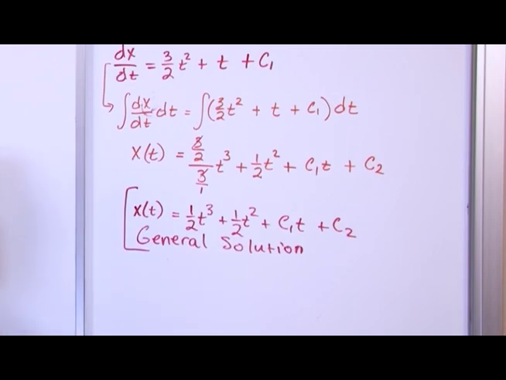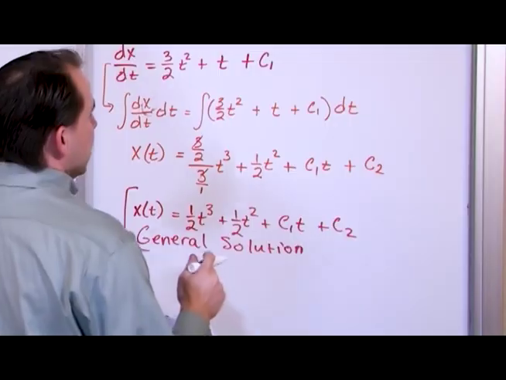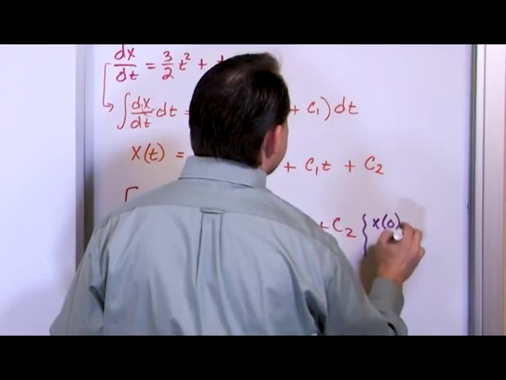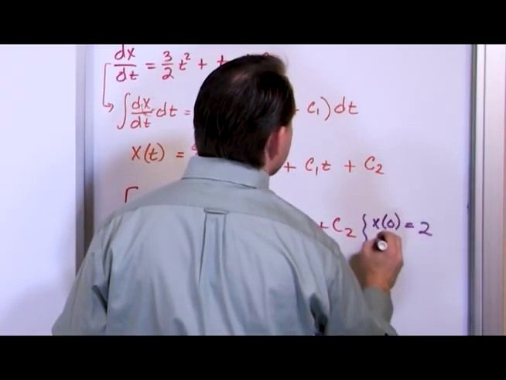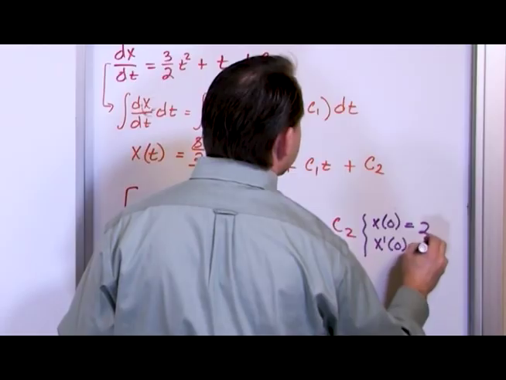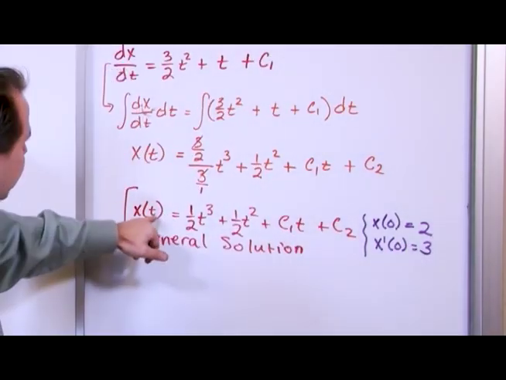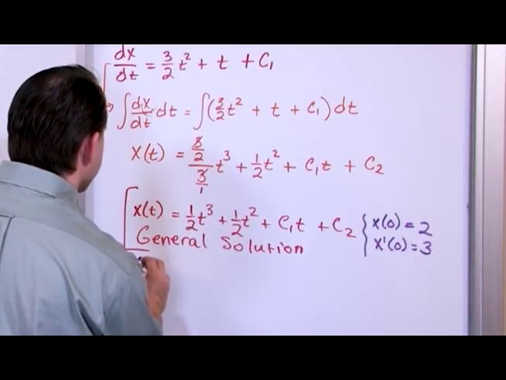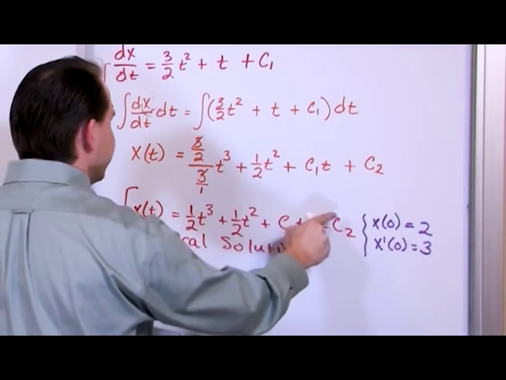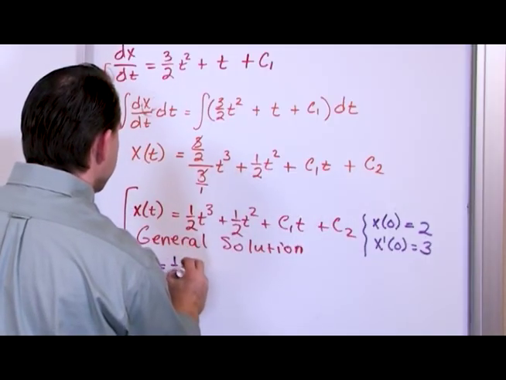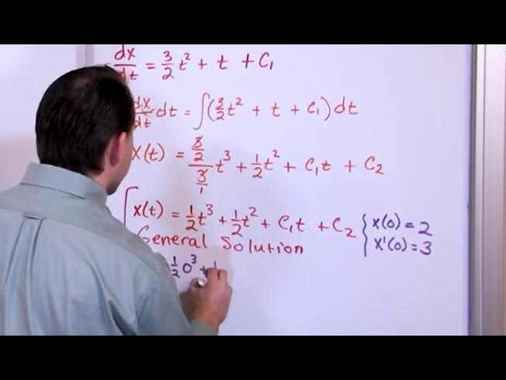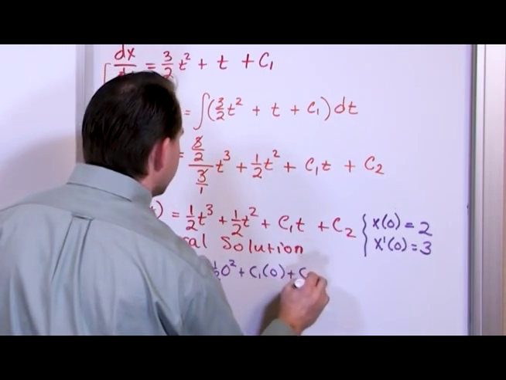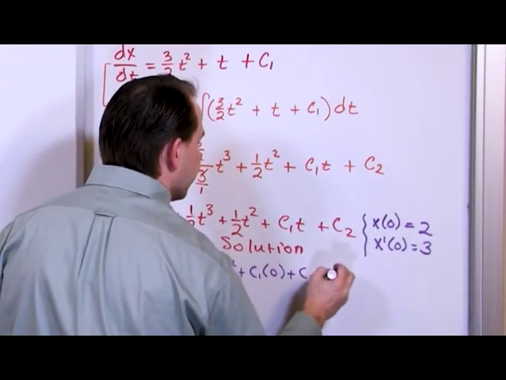So we have the initial conditions up here. Let me rewrite them. So what we have is at time of 0, the position is equal to 2, and at time of 0, the velocity is equal to 3. So since we already have x of t right here, let's work with the first initial condition. So x of 0 is equal to, and let's plug in 0 here. So we have 1/2 0 cubed plus 1/2 0 squared plus c1 times 0 plus c2, just plugging in 0, and that's equal to 2.